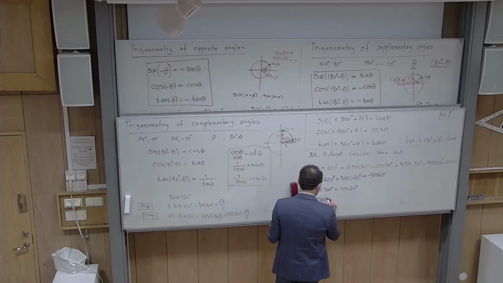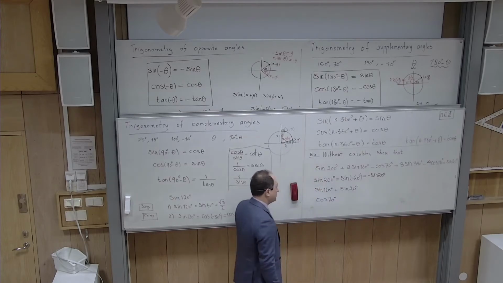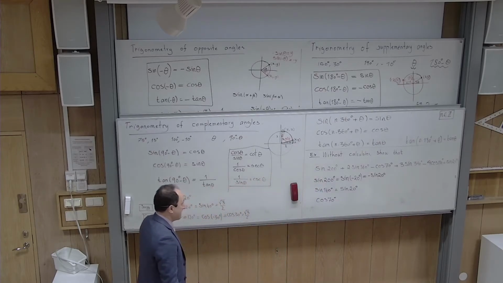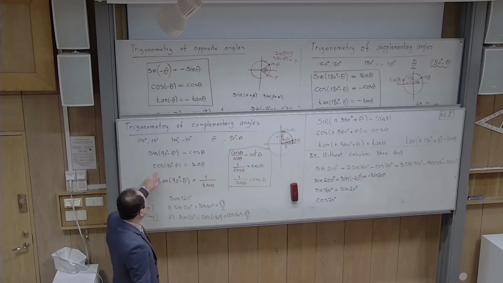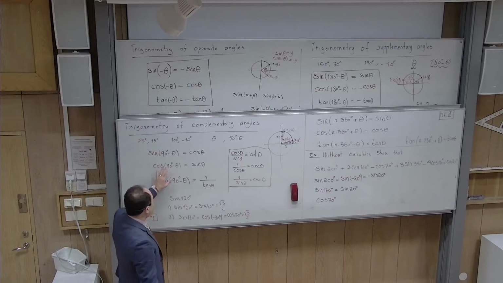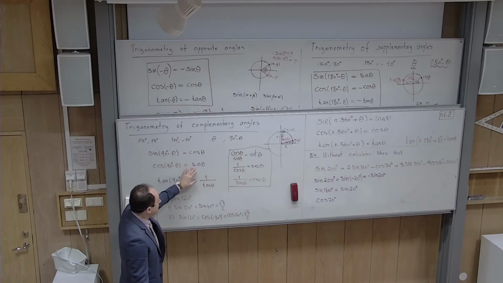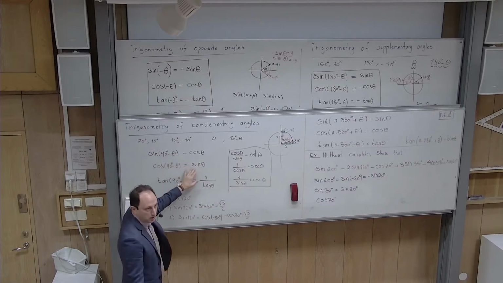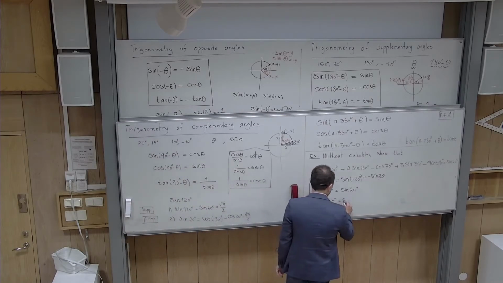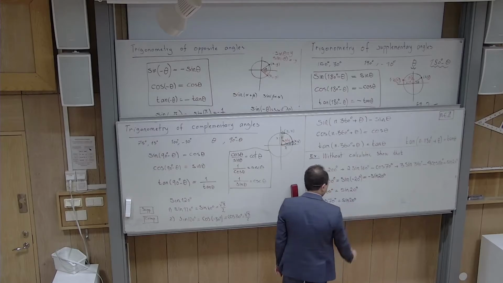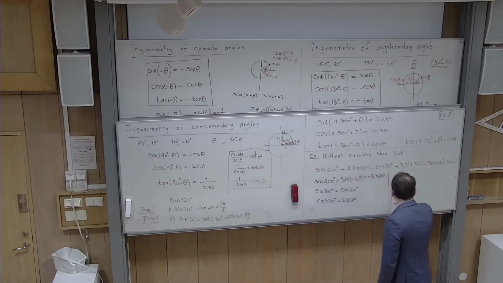Cosine of 70. How is 70 related to 20? It is its complement, yes? But the rule is on the board. Cosine of an angle is not equal to the cosine of its complement. It is equal to the sine of its complement. So this becomes equal to what? Sine of 20 again. Okay, what about this one?